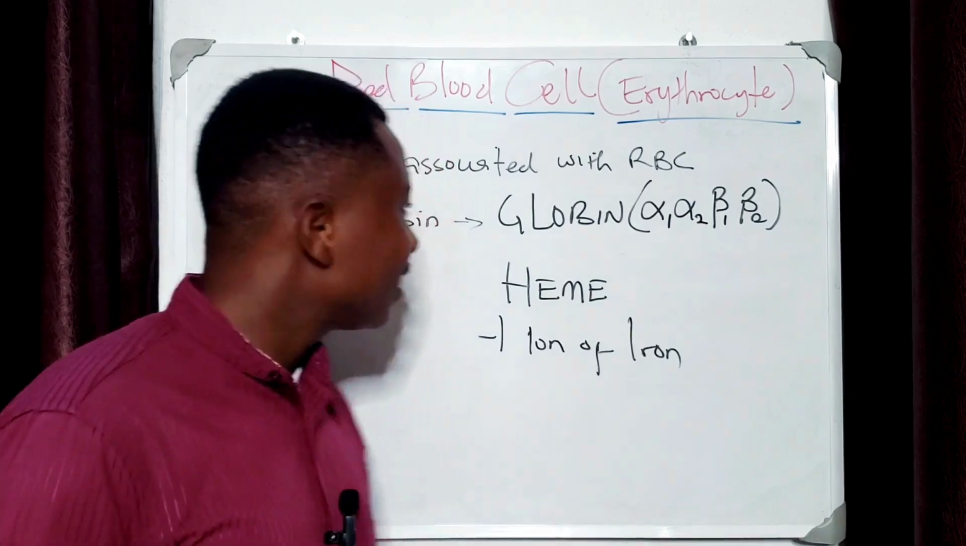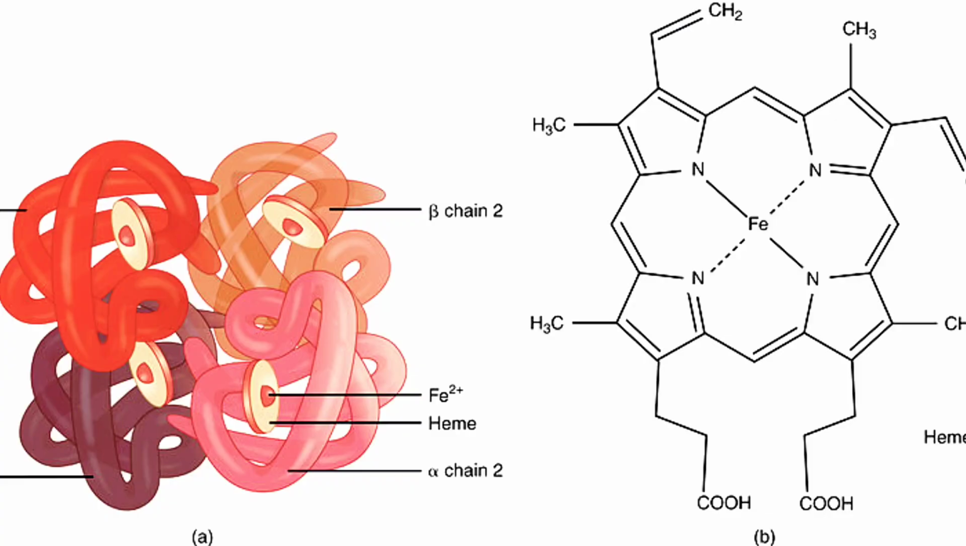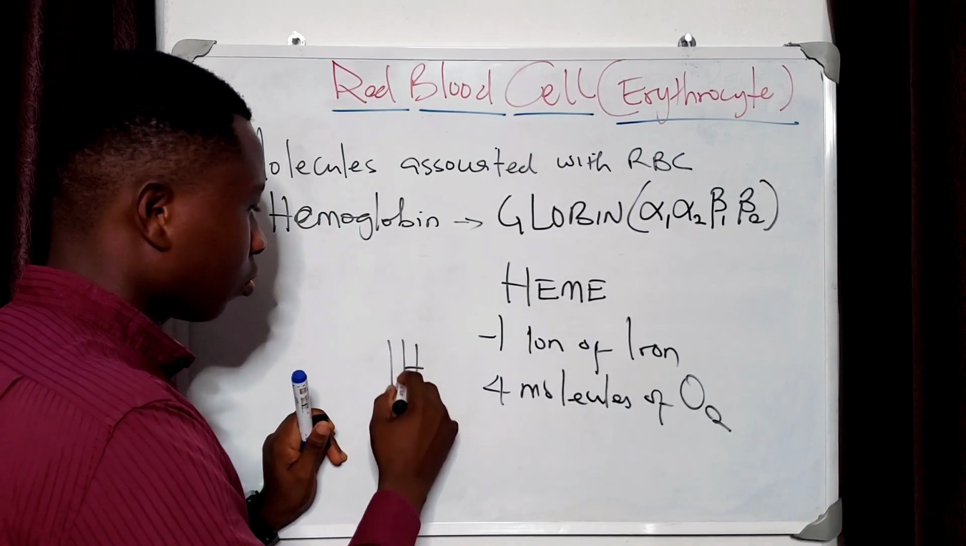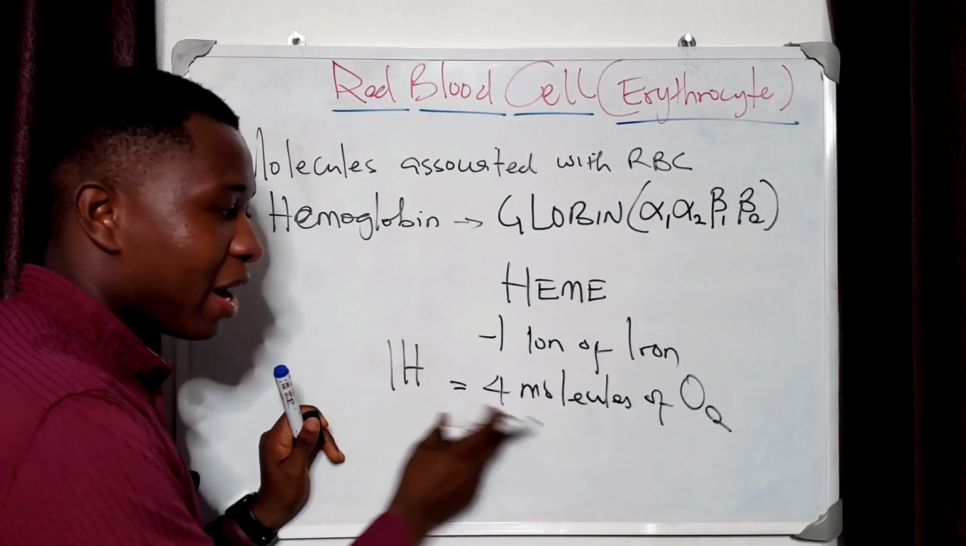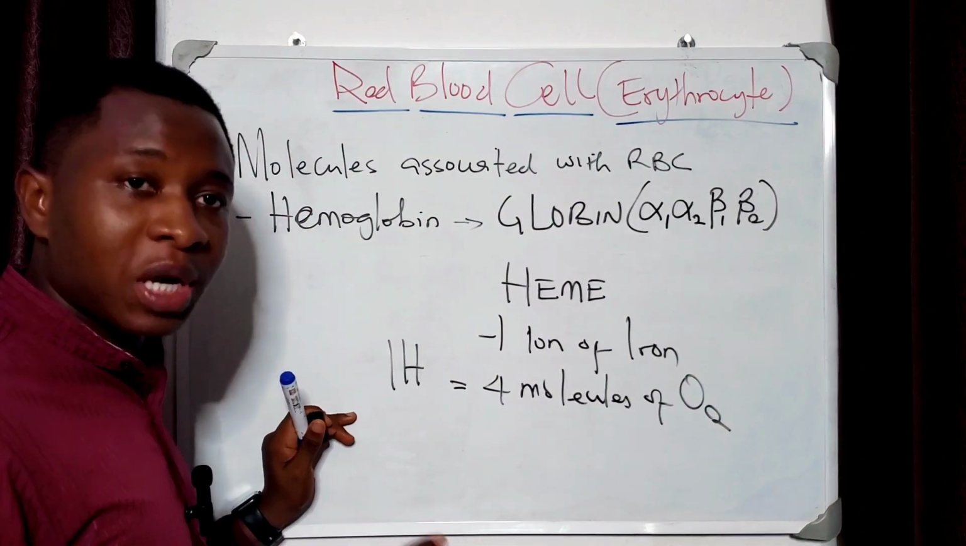So what we are saying in essence is that the hemoglobin can actually bind 4 molecules of oxygen. So one hemoglobin can bind 4 molecules of oxygen. It's as simple as that.